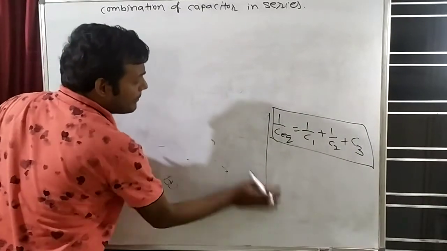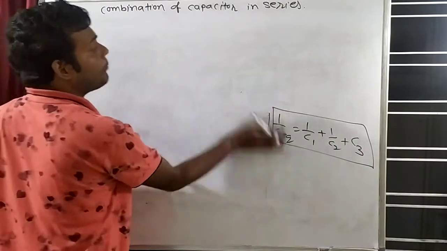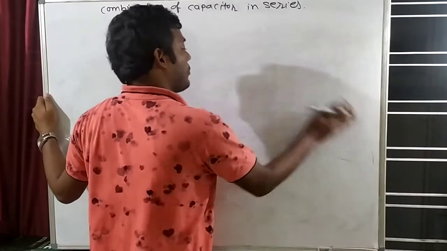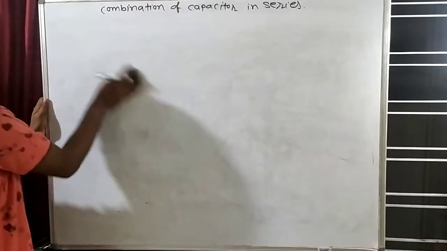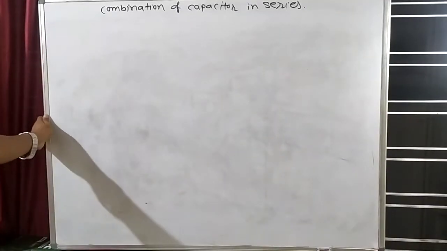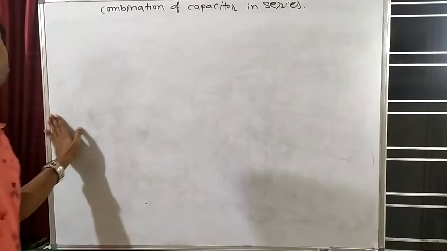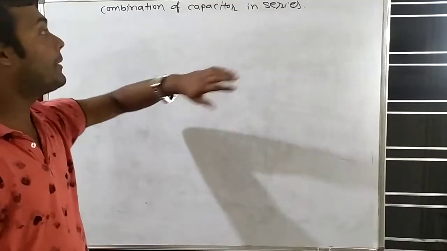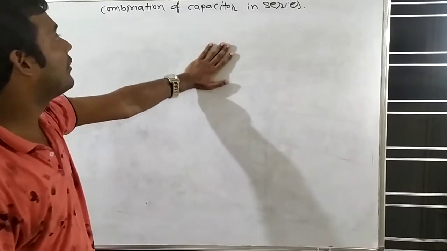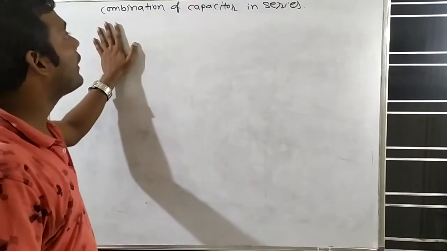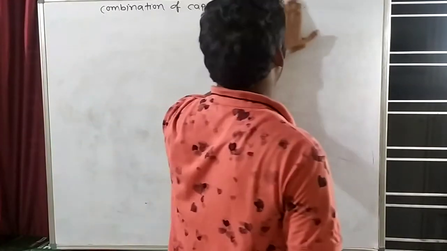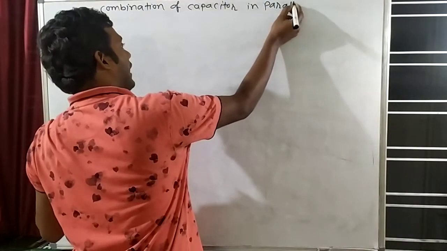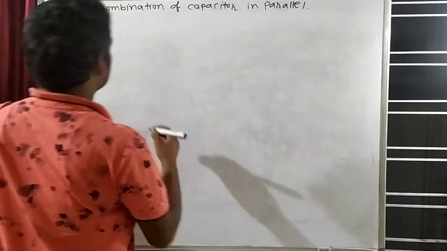So you have understood the difference. Connecting in series, what will be the formula? If you connect resistances in series, the formula will be R equivalent is equal to R1 plus R2 plus R3. But if you connect capacitors in series, then the formula will be 1 by C equivalent equals 1 by C1 plus 1 by C2 plus 1 by C3. Now we will see the next topic: combination of capacitors in parallel. Again, understand this thing.